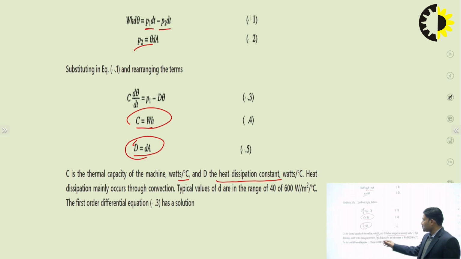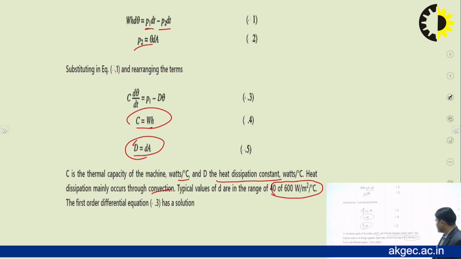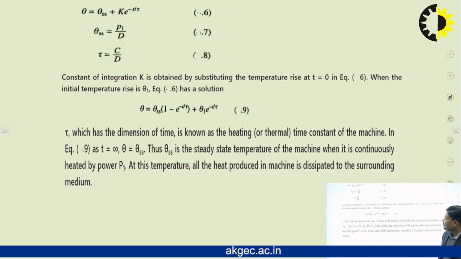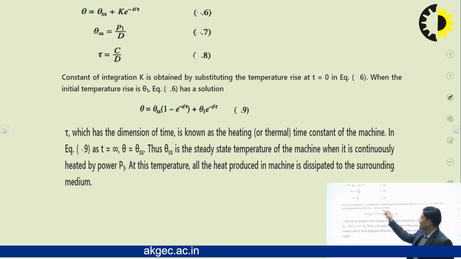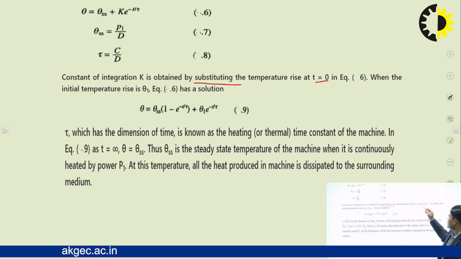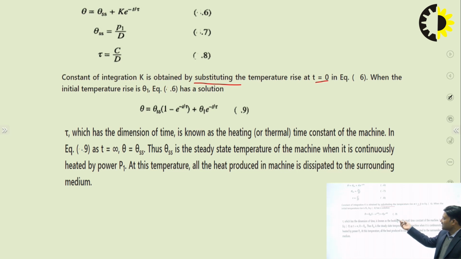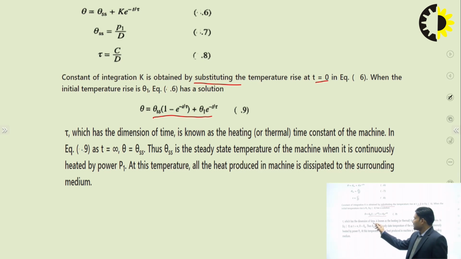Heat dissipation mainly occurs through convection. Typical values of D are in the range of 40 to 600 watt per meter per degree centigrade. First order differential equation 3 has a solution. The constant of integration K is obtained by substituting the temperature rise at t equal to 0 in equation 6, when the initial temperature rise is theta 1, and equation 6 has a solution like this, where tau, which has the dimension of time, is known as the heating or time constant of the machine.